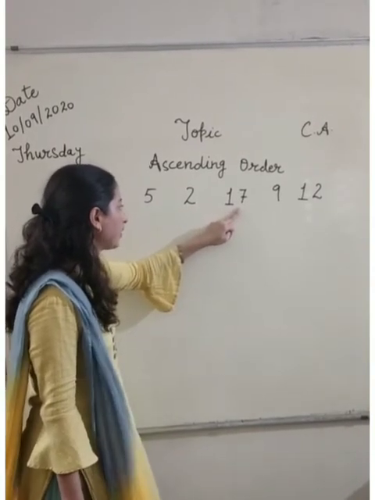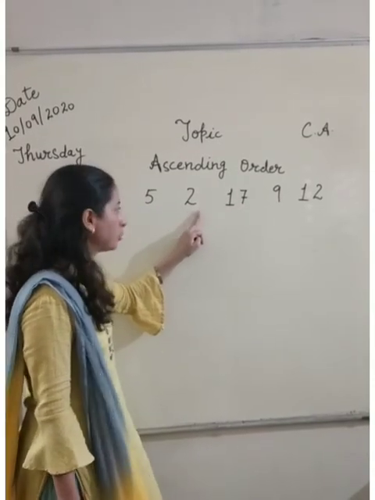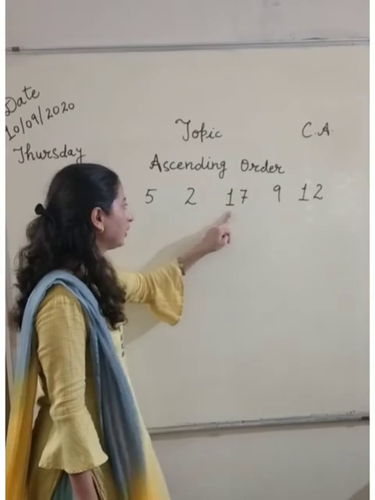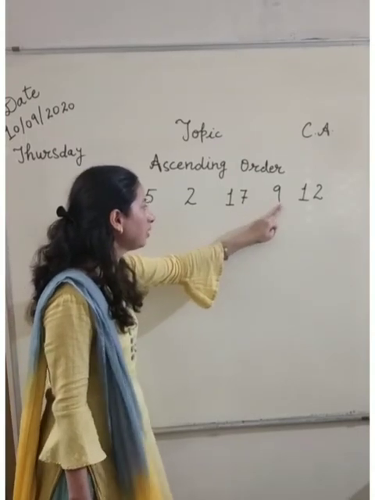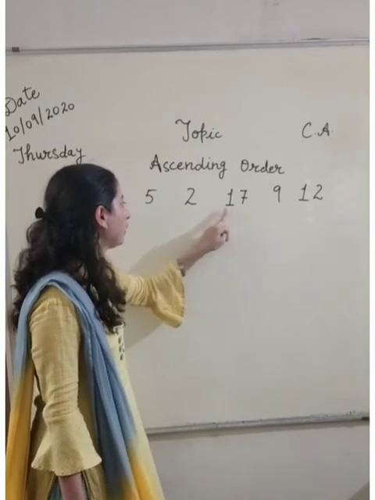17. 17 is greater than 2. Then, what is this number? 9. 9 is also greater than 2.